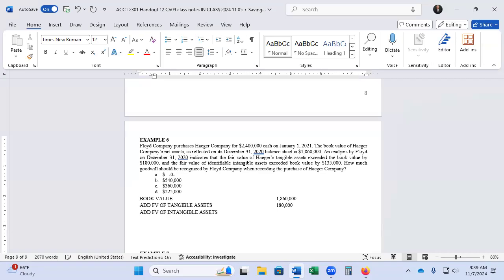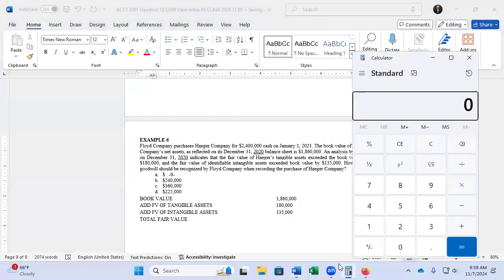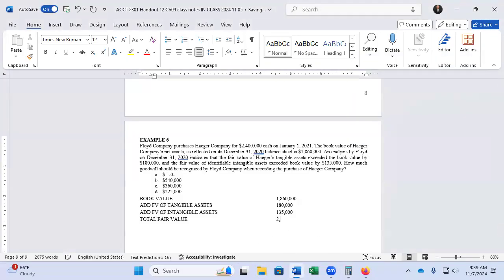And that's 135,000. And so our total fair value, when we add those up, is 2,175,000.